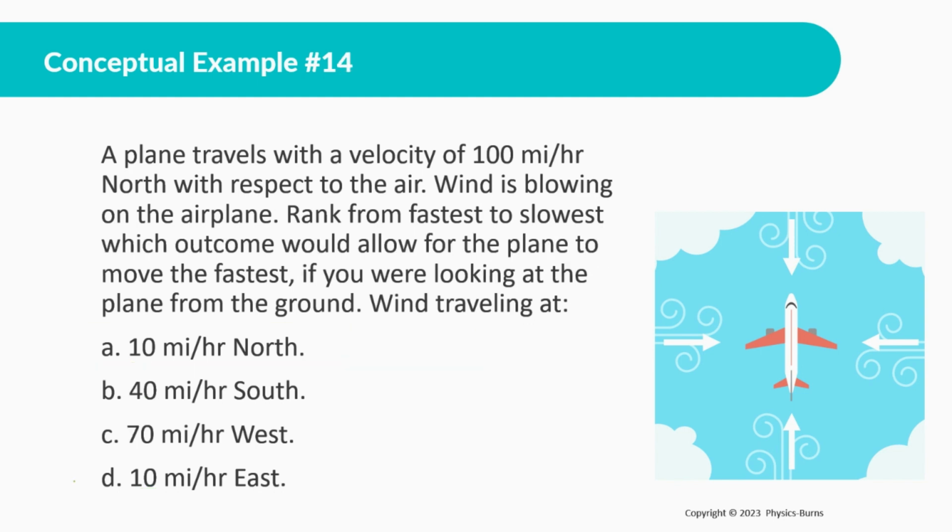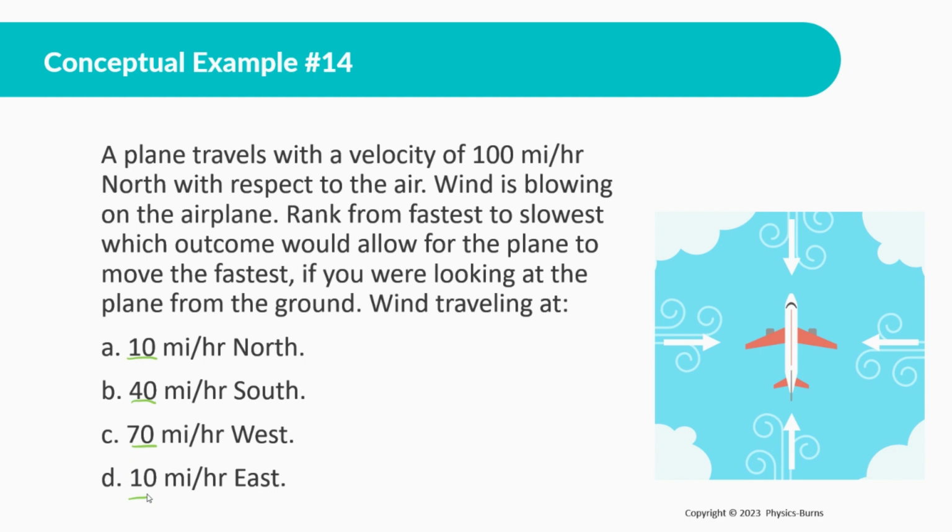Okay, so let's look at this example now. Pretty similar to the last one, but maybe a little more tricky. A plane travels with a velocity of 100 miles an hour north with respect to the air. Wind is blowing on the airplane. Ranked from fastest to slowest, which outcome would allow for the plane to move the fastest if you were looking at the plane from the ground? So again, similar thing, but this time we have different values. A is 10 miles an hour north, B is 40 miles an hour south, C is 70 miles an hour west, and D equals 10 miles an hour east.